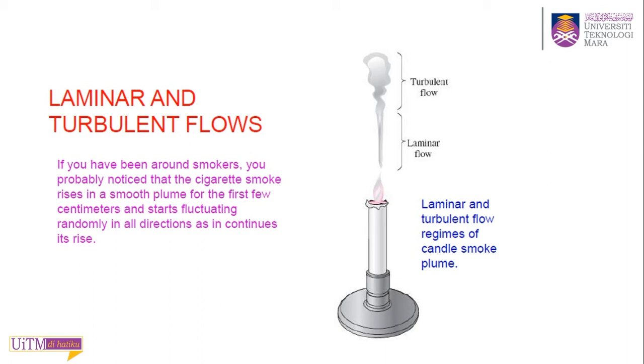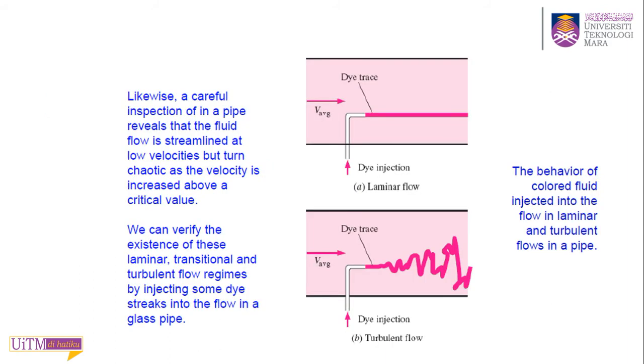Alright, and we can see this in a lab, in an experiment where you put some dye, this purple dye, through this pipe, and this has a velocity, and you will see the dye will move very smooth, in a very orderly manner. So this is one example for laminar flow.